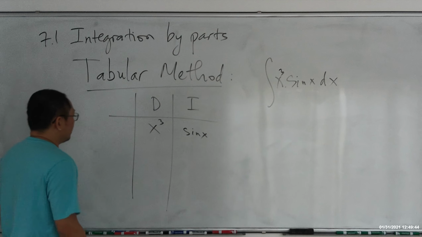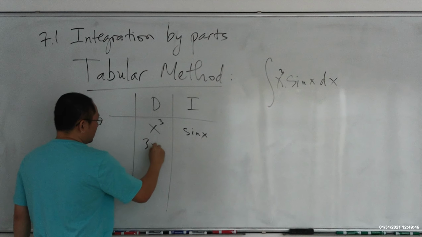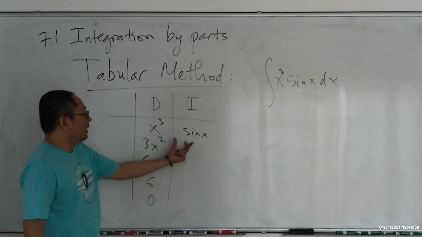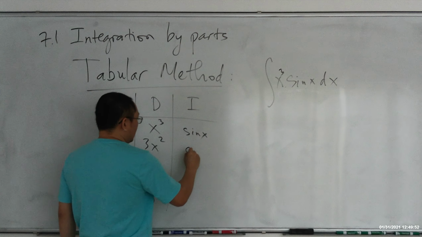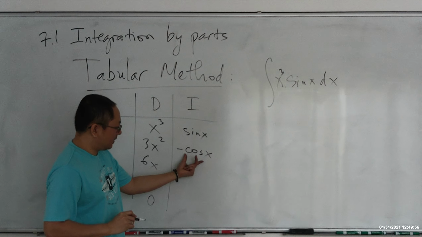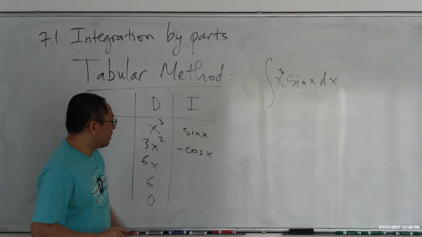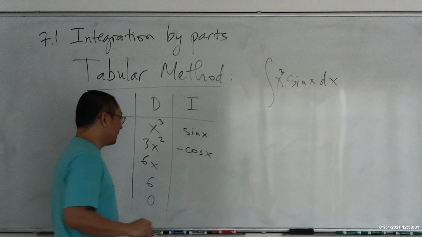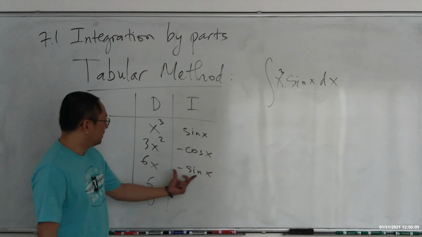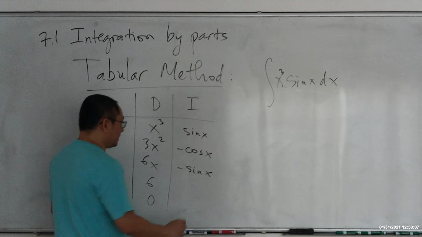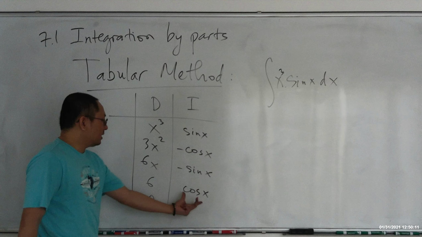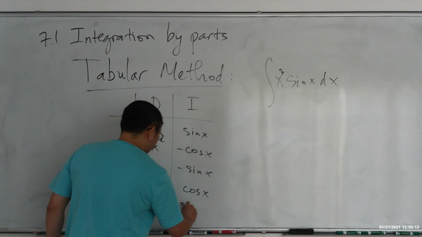Okay. So derivative of x cubed is 3x squared, 6x, 6, and then 0. Integral of sine is negative cosine x, because the derivative of cosine is negative sine. Integral of cosine is sine, so negative sine x. Integral of negative sine is positive cosine of x. Integral of cosine is sine x.